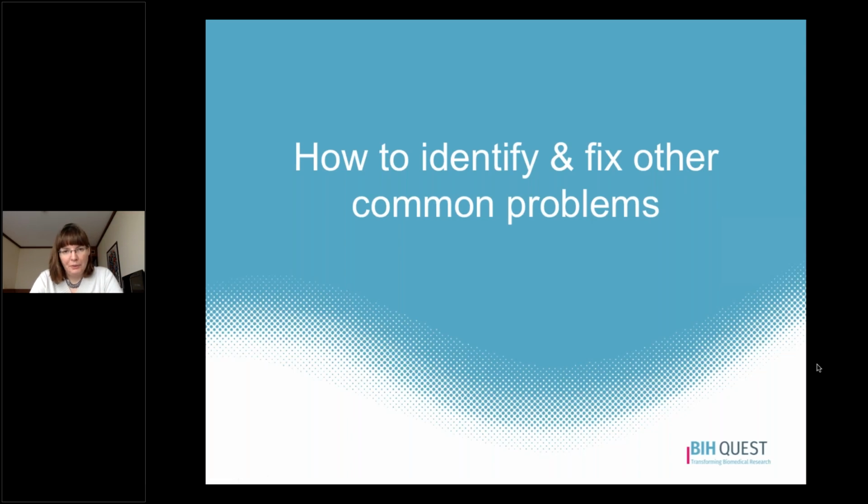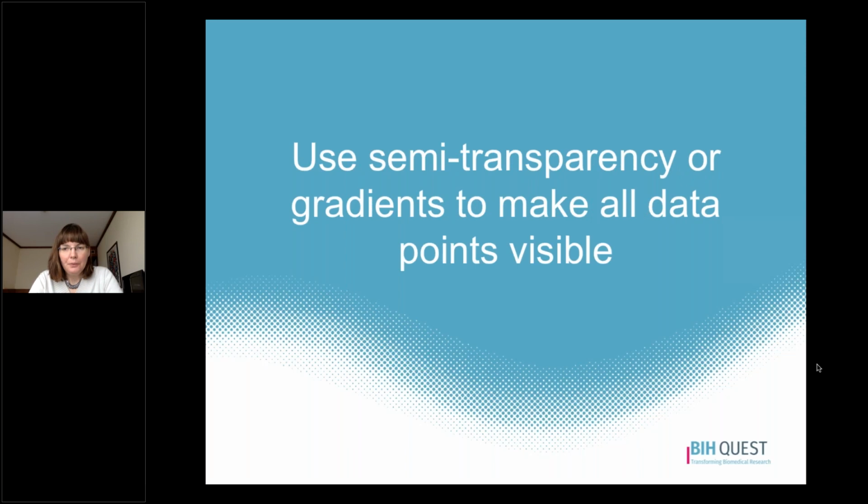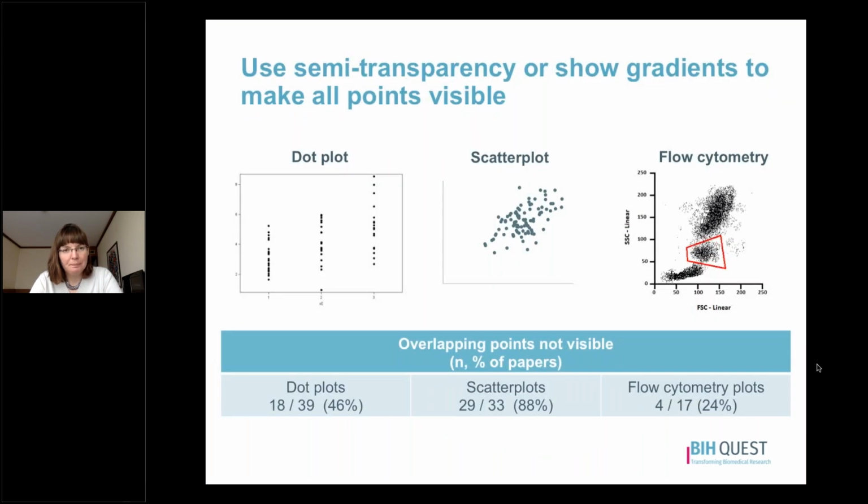In this short video, we are going to talk about how to identify and fix a few other common visualization problems. So the first suggestion is to use semi-transparency or gradients to make all data points visible. Let's talk a little bit about this.